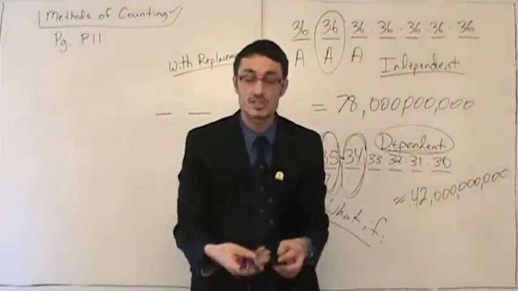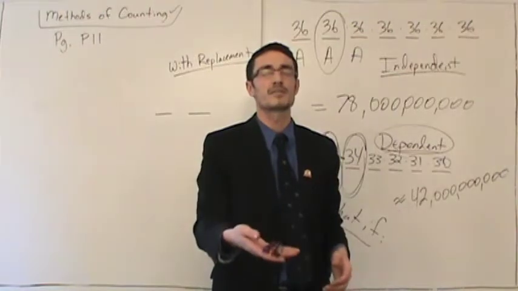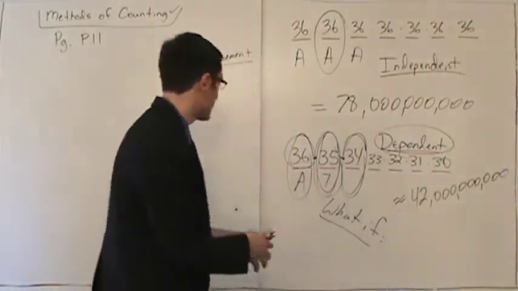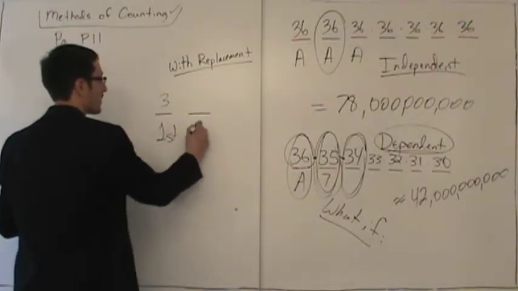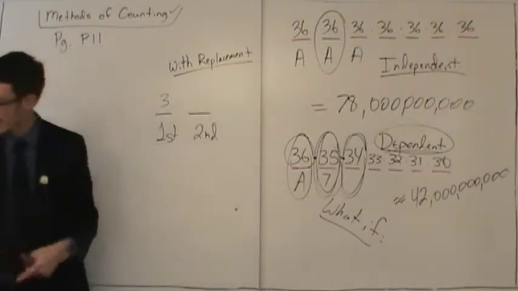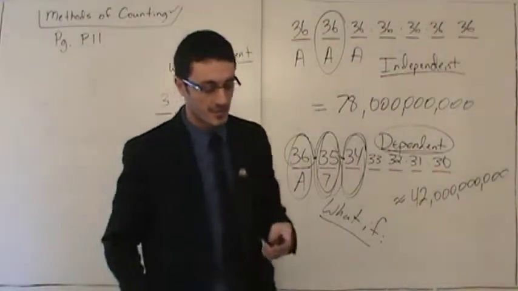I have 3 pens to choose from. So what is my total options for the first draw? There are 3. Let's write that on the board. There are 3 options for the first draw. We're going to call this the first draw. We're going to call this the second draw. Okay? There are 3 options for the first draw.